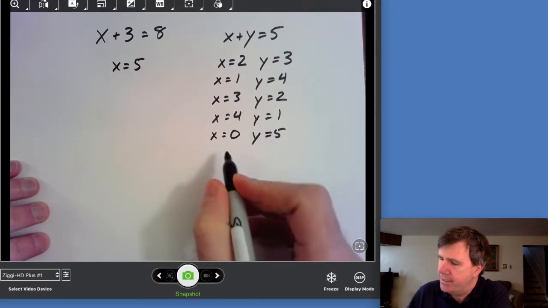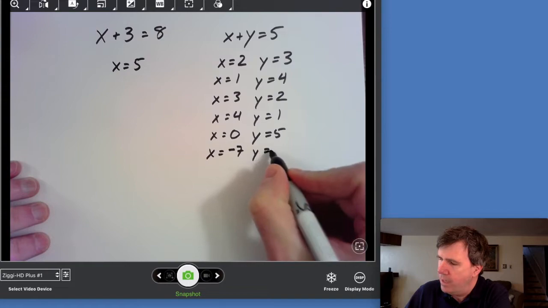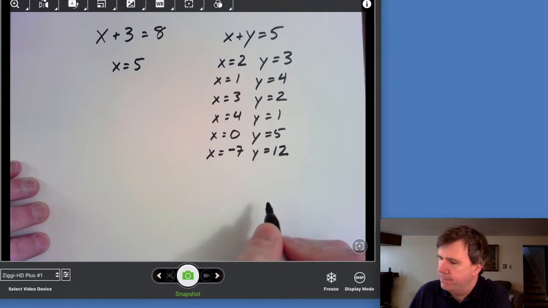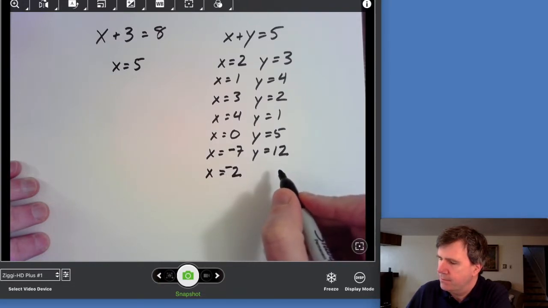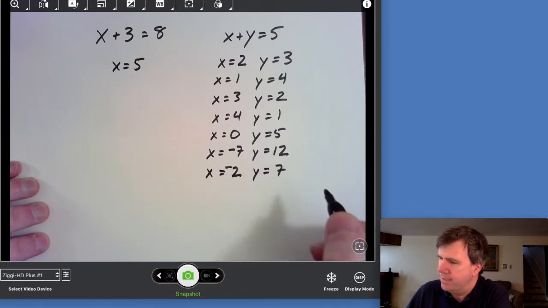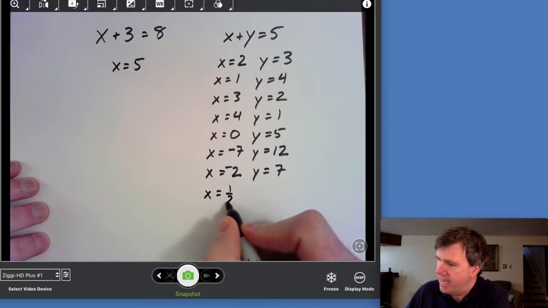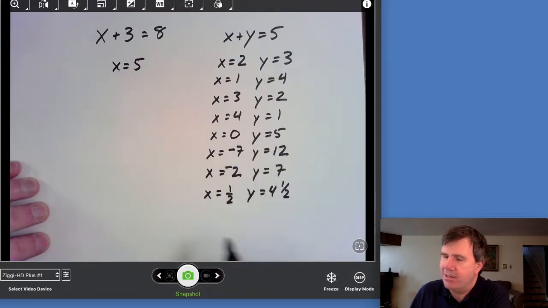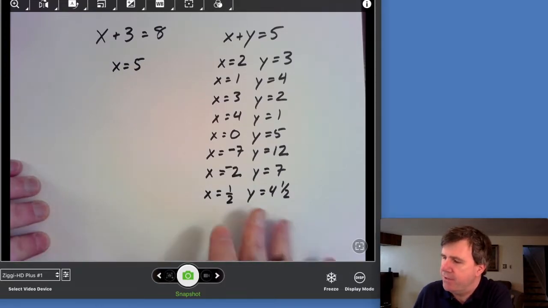Did you try any negative numbers? So for example, x equals negative 7 and y would equal 12. Or maybe x equals negative 2 and then y would be 7. Wondering if you tried any fractions. So did you have something like x equals a half and y is 4.5? And so you can see here that we could actually have an infinite amount of solutions. I could keep going all day long. I could do combinations of negative numbers and fractions, and really there's an infinite amount of solutions here.